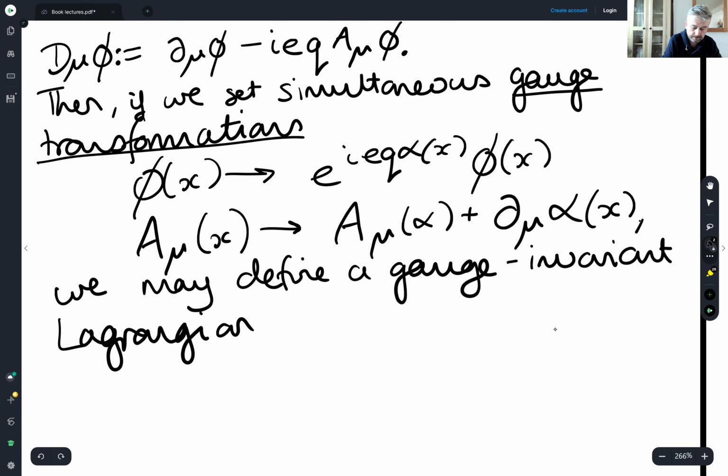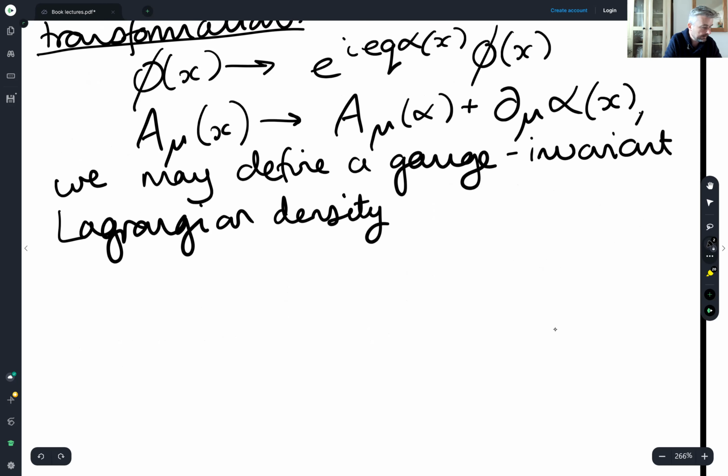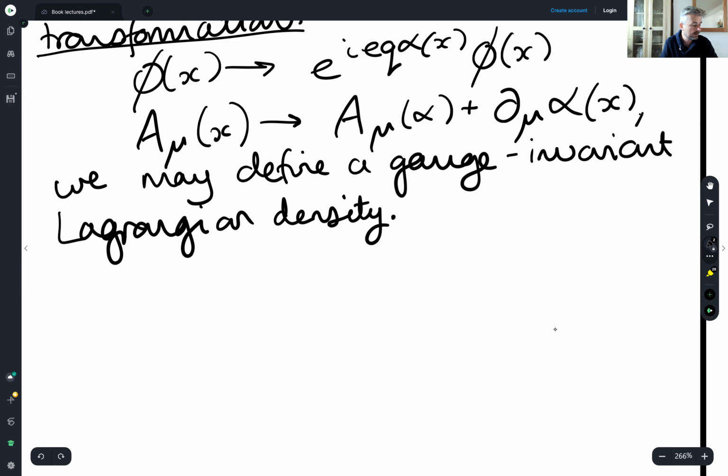So we define a new gauge invariant Lagrangian density, which will be the one that we use for these kinds of theories. I'll show you that in a second. But firstly, let's just see how this covariant derivative transforms.